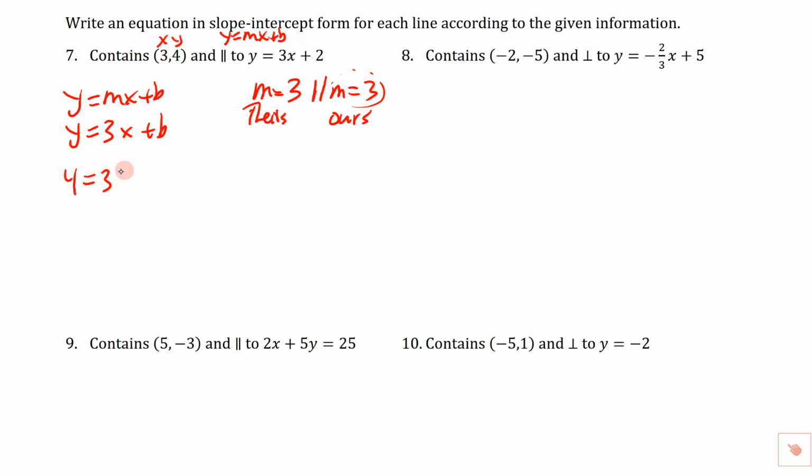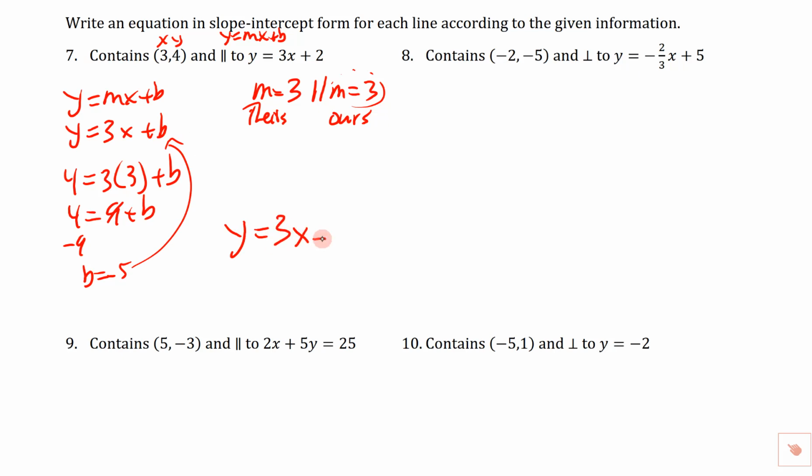This is going to be 3 times the x value, which is 3, and then we're going to add b. So this is 4 equals 9 plus b. We're going to subtract 9 from both sides, and we get b equals negative 5. So then we come back up here and we say, look, we were almost done with this. Now I just need to put this in right here. So we get y equals 3x minus 5. And that is the answer.